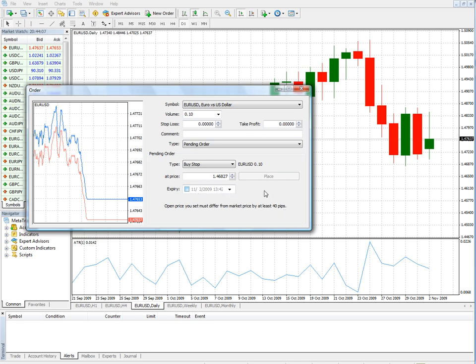This is a particular limitation of this platform, that you have to be so far away in order to do it. But the price is actually 40 pips away, so I don't understand what the problem is. Let's try that again. Make sure I've got my price right. There we go. Always double check your prices, right?